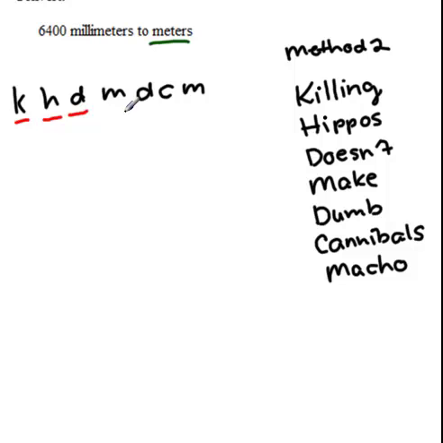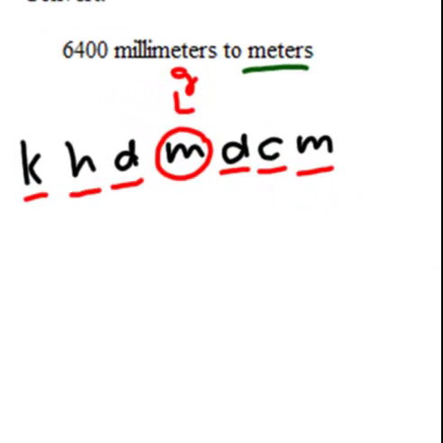The M is your base unit, meters. But it could also be liters, it could also be grams. It depends on your conversion. This one is a metric meter conversion, and so we're going to leave it as M. The second D stands for deci, so decimeter. The C stands for centi, so centimeter, centigram. And the second M stands for milli. Milliliter, milligram, millimeter.